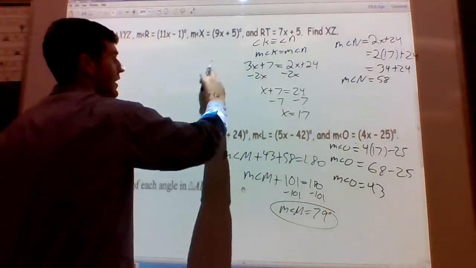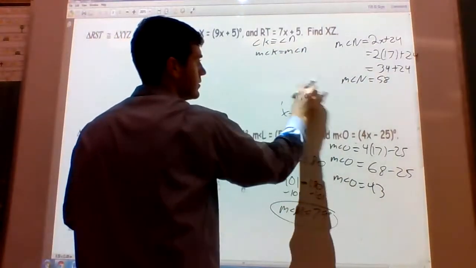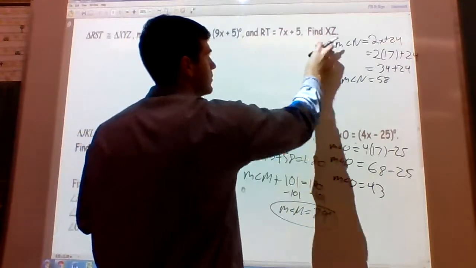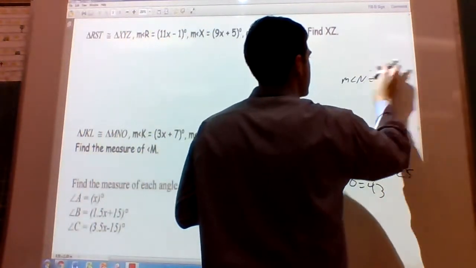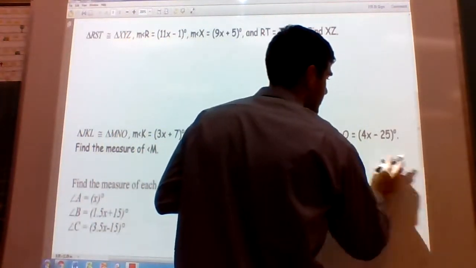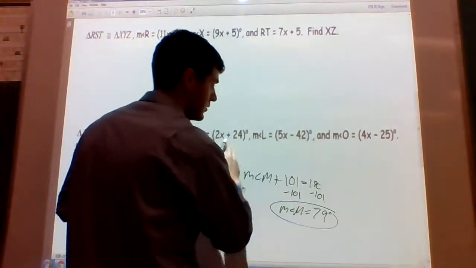Okay, the next one was on the in-class review we did again. It was the exact same problem. So if we don't know what to do, the first thing we should do is draw it out and label our diagram.